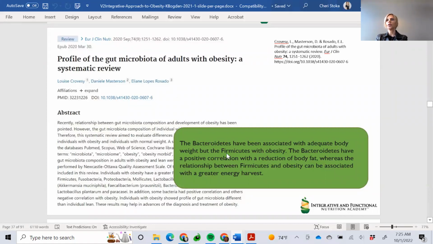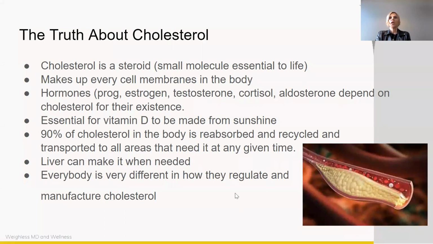obesity. And so Bacteroidetes is a category of bacteria that have been associated with adequate body weight, whereas the Firmicutes are associated with obesity. So that's pretty well known now within this realm and all the research that has been done. So it's really cool when you can see certain things and start to be really strategic in how you help people move along the spectrum.